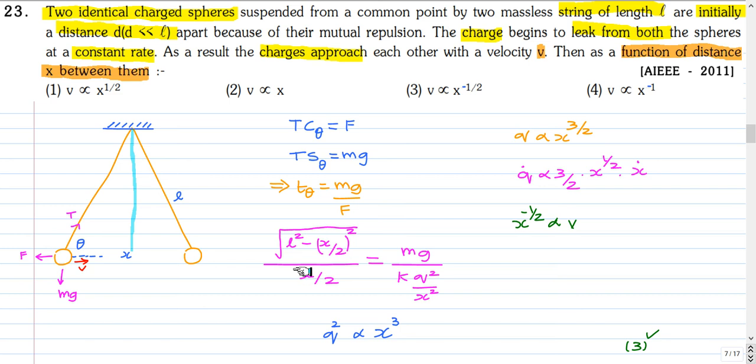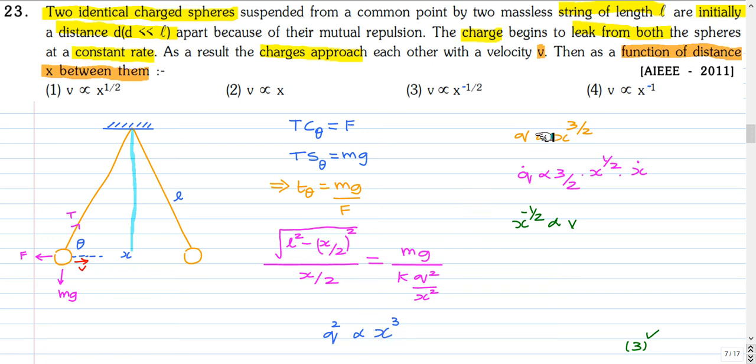And we have to use the approximation that x is much smaller than L. The maximum value of x is d, and after that it will keep on decreasing. D itself is much smaller than L, so x is also much smaller than L. So this term can be neglected. So from this we get q square as proportional to x cube.